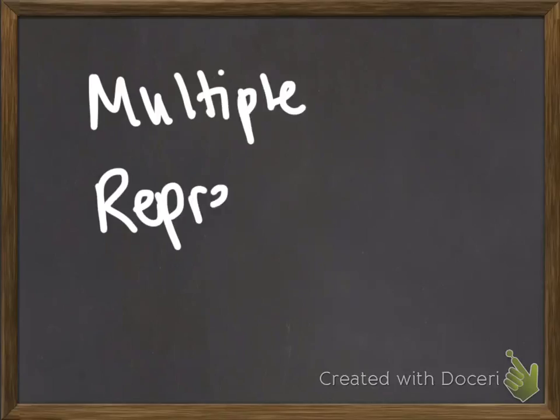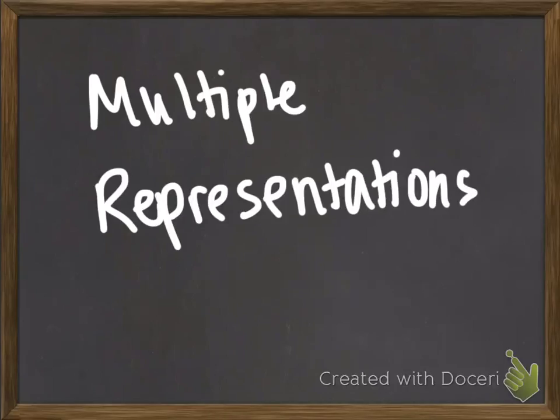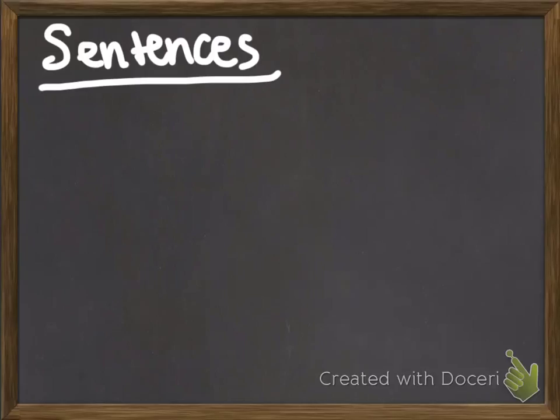In our fifth video for this section, we're going to look at the multiple representations that we've talked about so far, and we're going to look at what the advantages and disadvantages are to each. So our first one is the sentences.